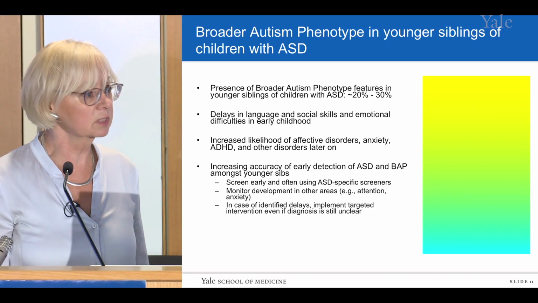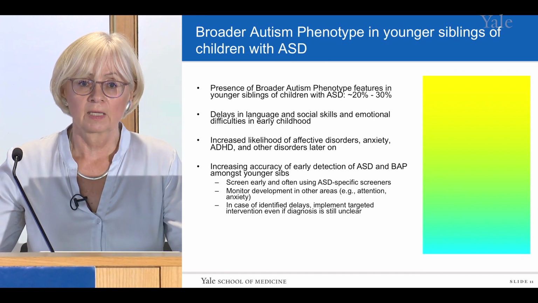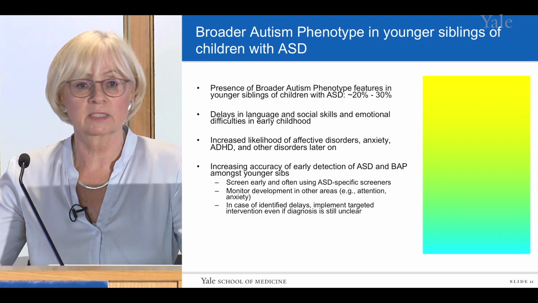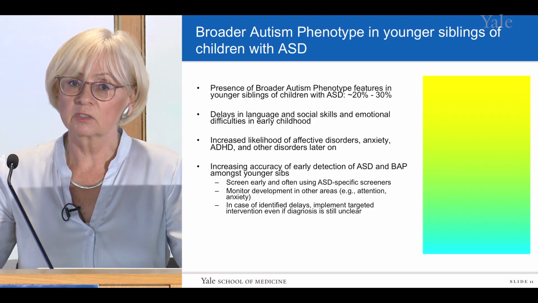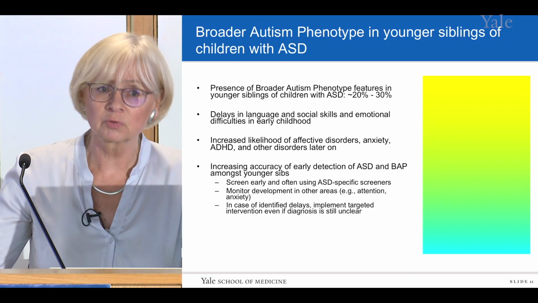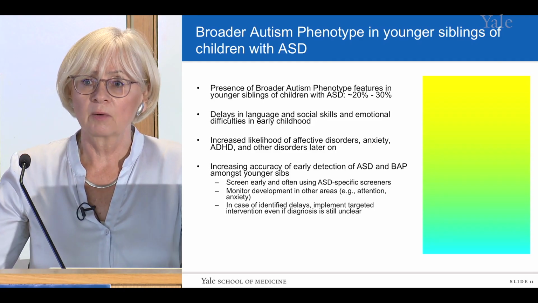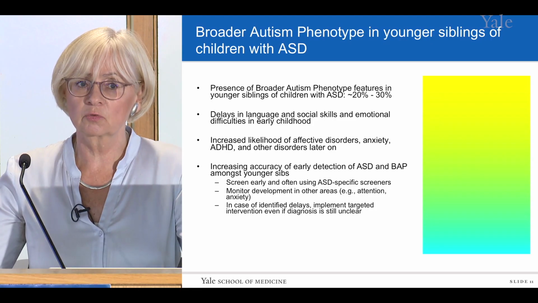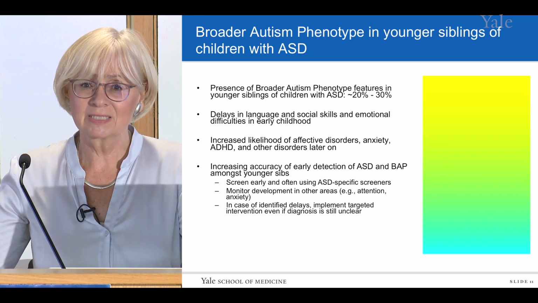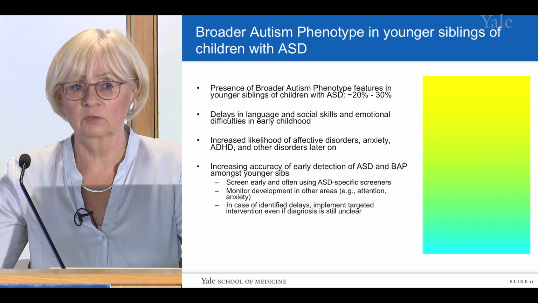These are the children who are at risk for developing some social difficulties, not necessarily meeting criteria for autism, and they are also at risk for developing other difficulties. Already when they are as young as 18 months or 24 months, we see a significant proportion of younger siblings of children with autism who have language delays, social difficulties, emotional regulation difficulties, motor difficulties. And it's very important to keep in mind that when these children grow older, during school age and adolescence, they are twice as likely to develop affective disorders, anxiety, ADHD, and a host of other difficulties.